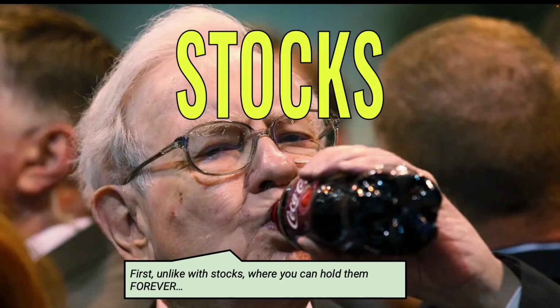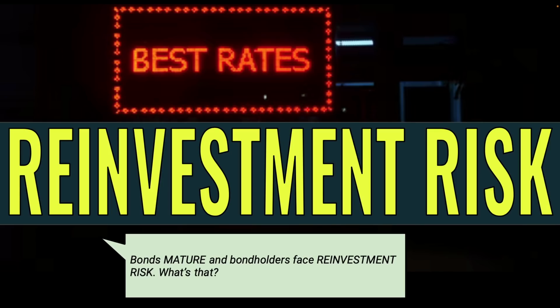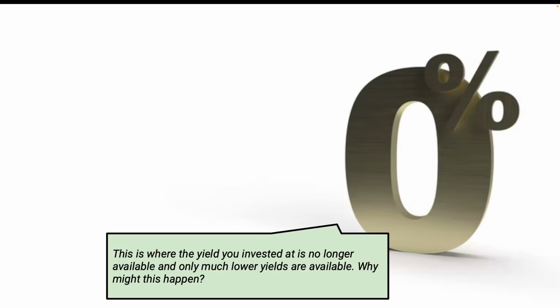So first, it's worthwhile to understand that unlike with stocks, where you can hold them forever, bonds mature. So that 2-year bond is going to mature in 2 years, and bondholders then face this reinvestment risk. Reinvestment risk, what's that? This is where the yield you invested at is no longer available, and only, let's say, much lower yields are available.